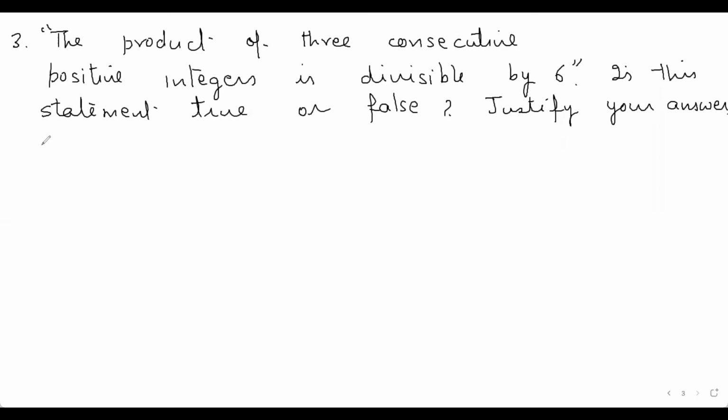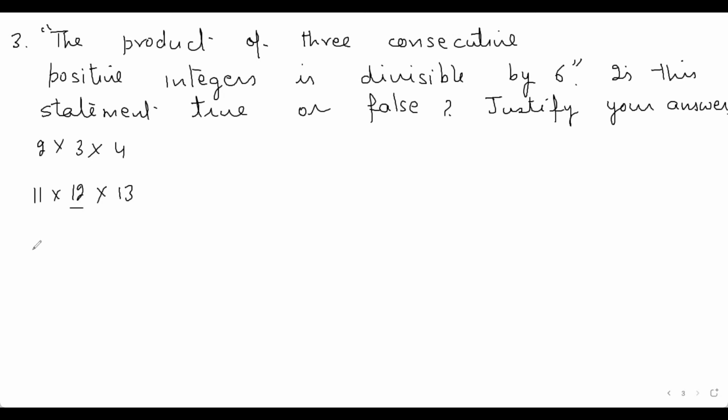So 2 into 3 into 4. They are three consecutive positive integers, and they are divisible by 2 and they are divisible by 3. Now let me write one more: 11 into 12 into 13. Now this number is divisible by 2, this number is divisible by 3. It means this is divisible by 6.